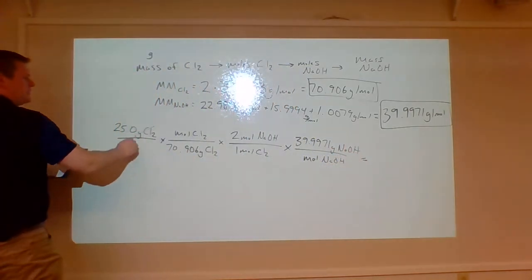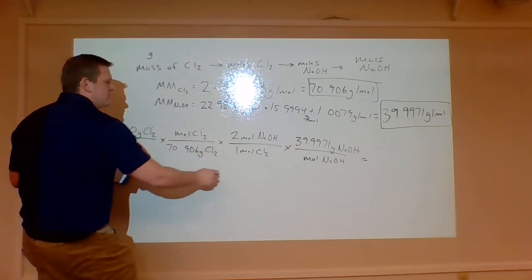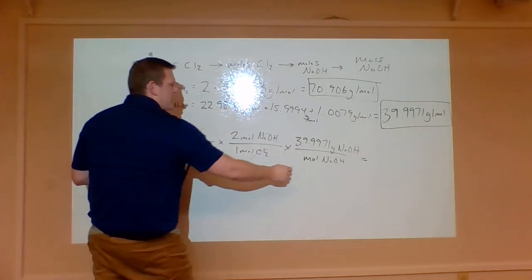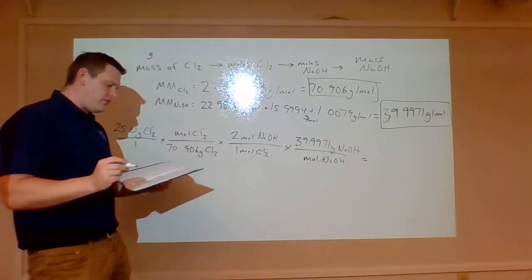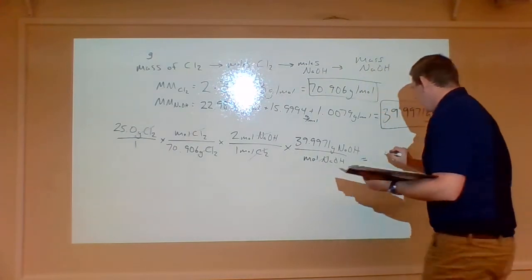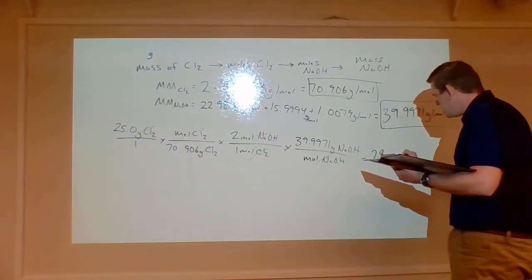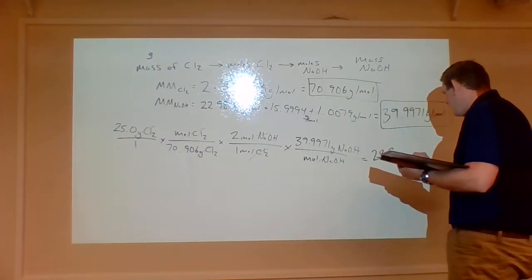Okay, so we can see grams of Cl2 cancel, moles of Cl2 cancel, moles of NaOH cancel, and we're left with grams of NaOH, which is what we're looking to solve for. So we have our final answer here of 28.2 grams of NaOH.